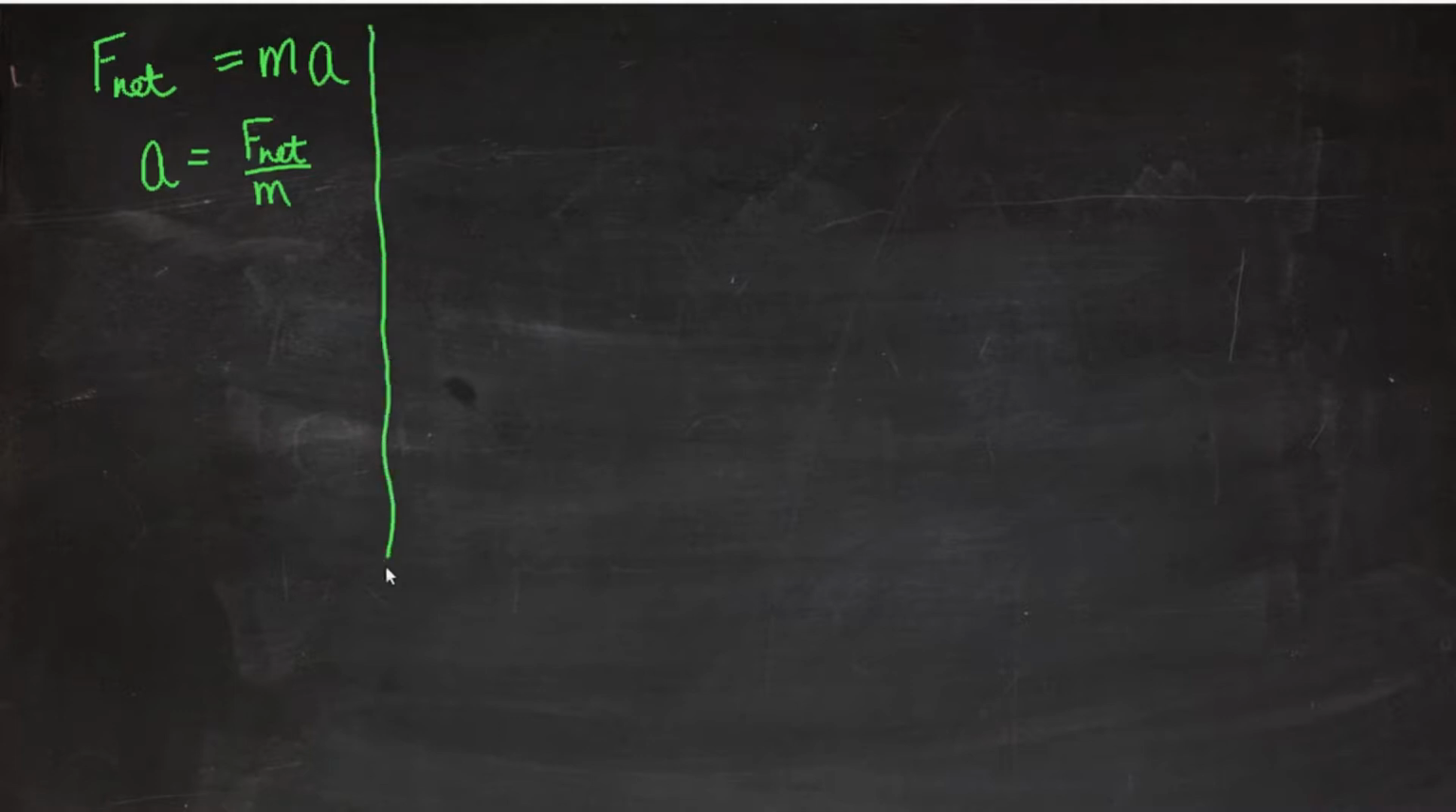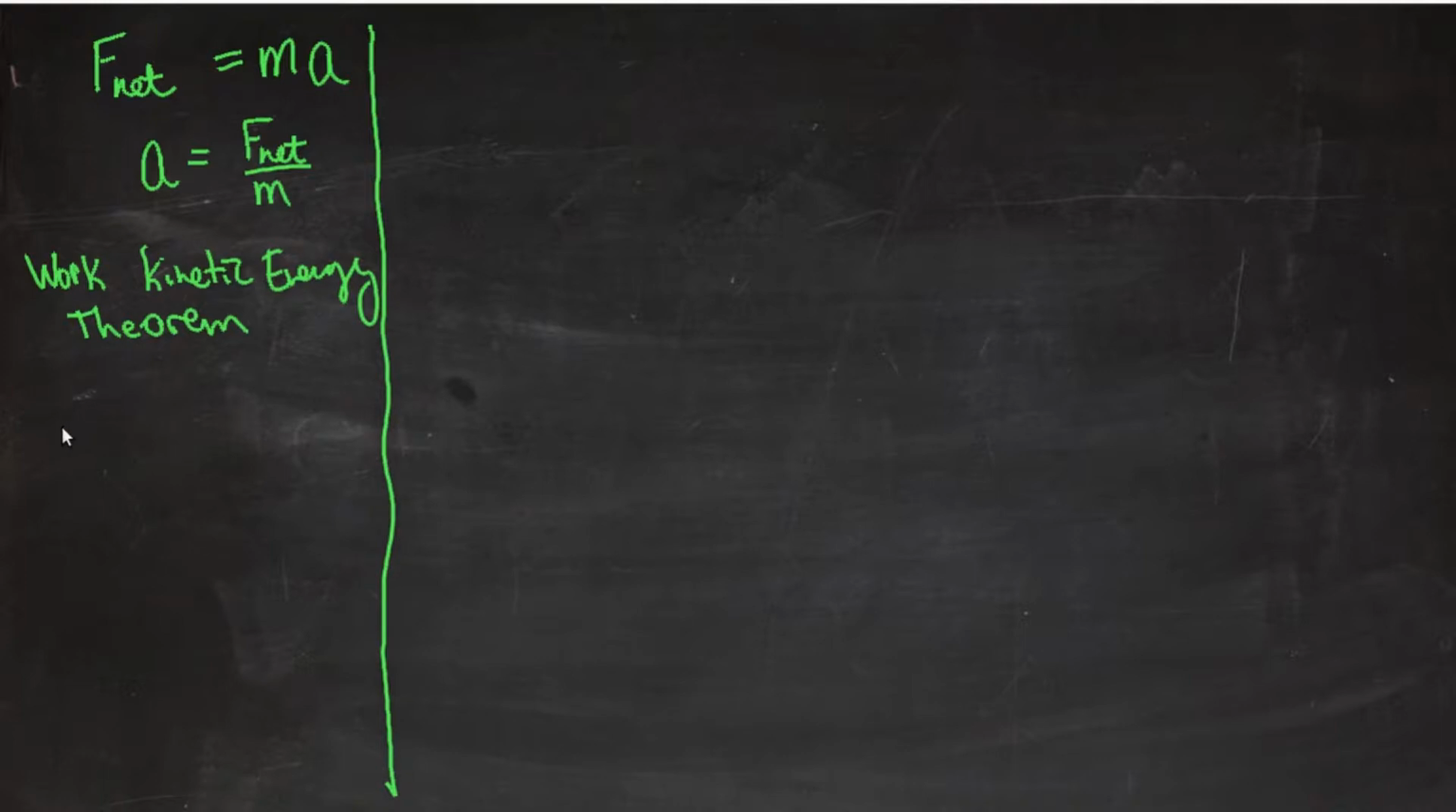The second method is to use something called the Work-Kinetic energy theorem. And what does this say? The Work-Kinetic energy theorem says, again, if we take the net force, but we multiply it by the distance that the object moves while that net force is making it move, that will equal 1/2 the mass times the final velocity squared minus 1/2 the mass times the initial velocity squared.